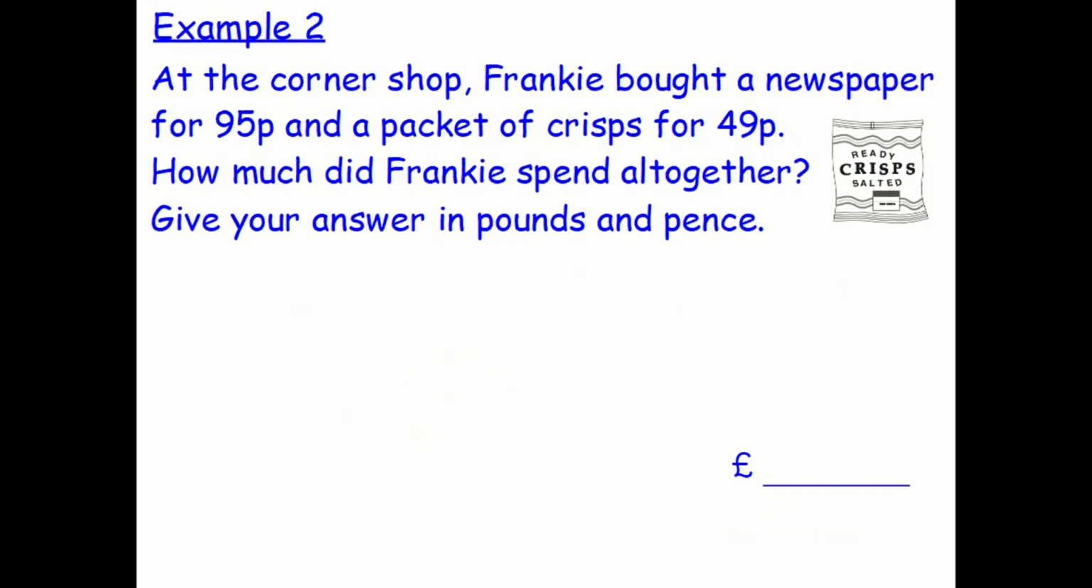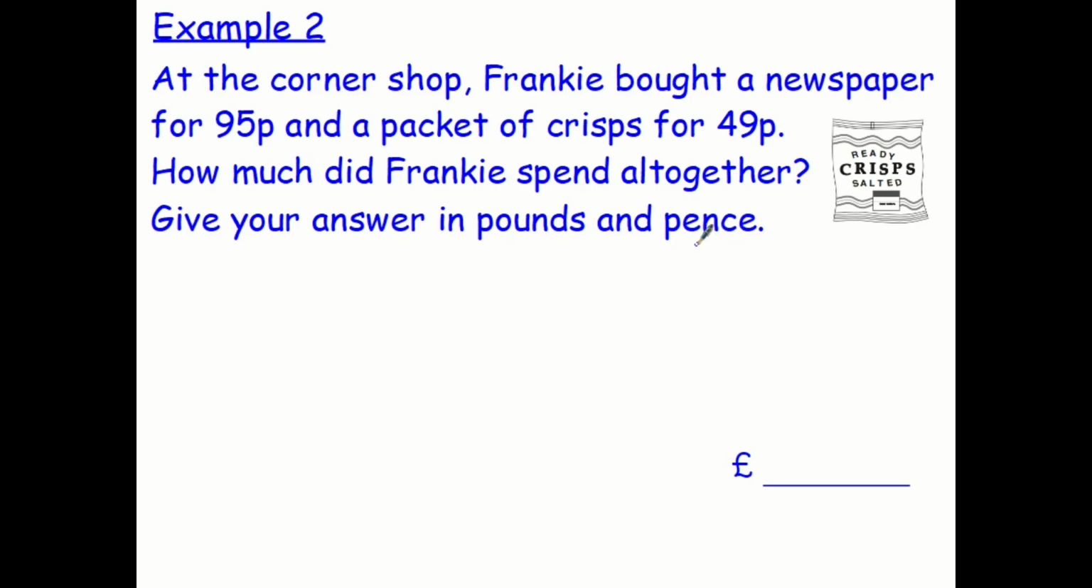Example number 2. At the corner shop, Frankie bought a newspaper for 95p and a packet of crisps for 49p. How much did Frankie spend altogether? Give your answer in pounds and pence. So there again is that clue word altogether. That tells us we need to add. It says give your answer in pounds and pence.